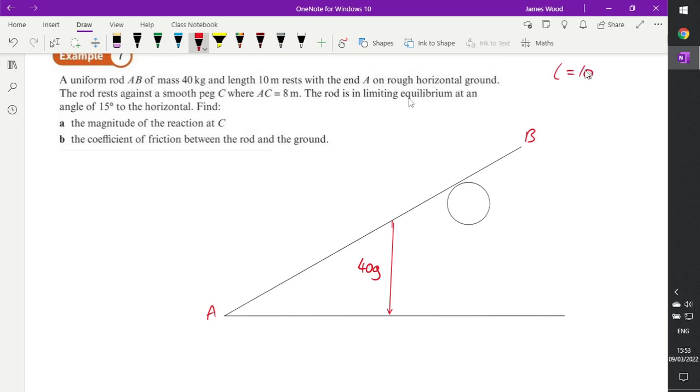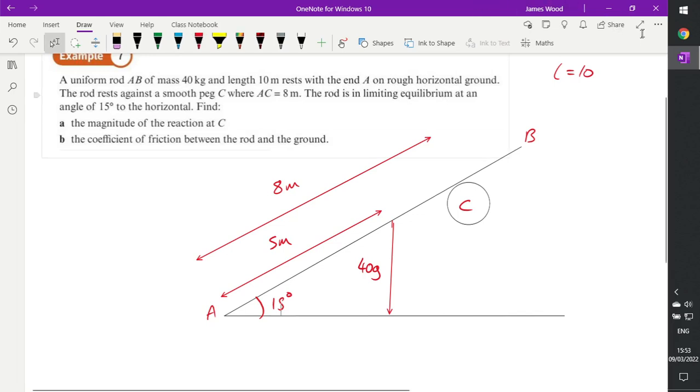Let's just jot that down. Let's put our length here on as well. So this is going to be 5 meters. The rod rests against a smooth peg C, where A to C is 8 meters. Let's put that on as well. The rod is in limiting equilibrium at an angle of 15 degrees to the horizontal. Okay, so you can put that on there.